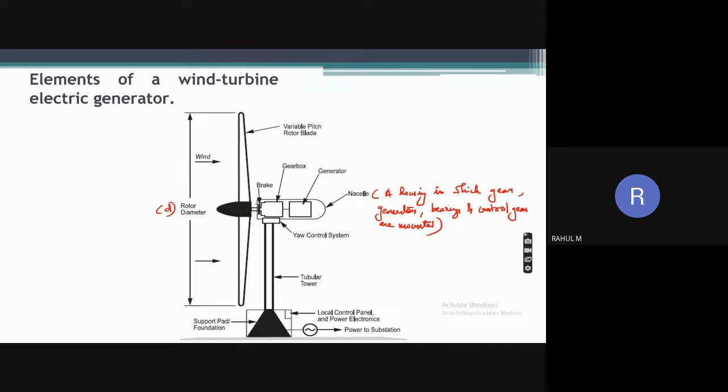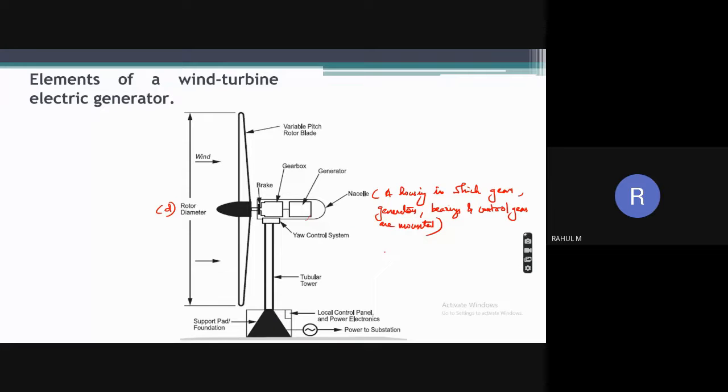Inside this arrangement, you can see the gearbox, the gear arrangement, and then the generator is also directly connected to this setup. The next important thing is the tubular tower. This entire setup is kept over the tubular tower, and the complete setup is held with a strong foundation, which you can see something like this. Finally, this power is stored and then transferred to the substation, or it is used directly for local applications.